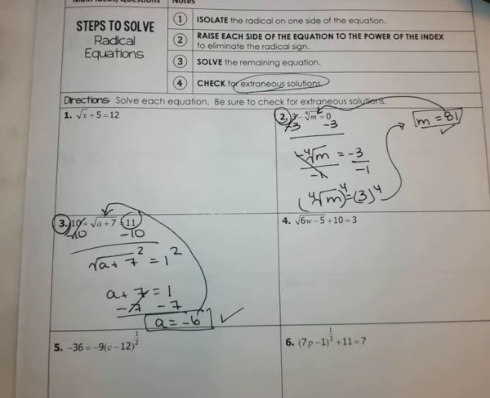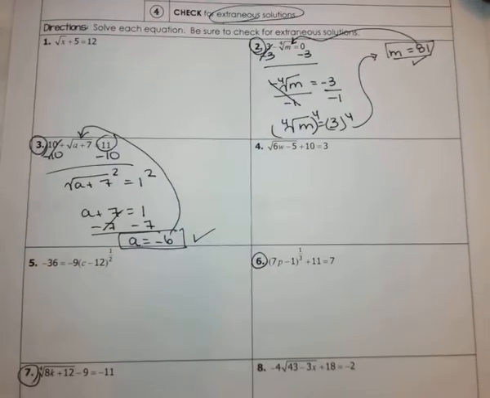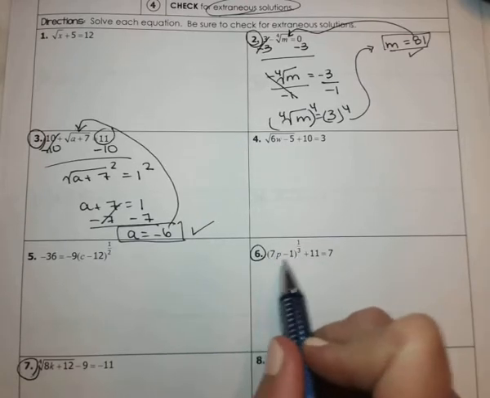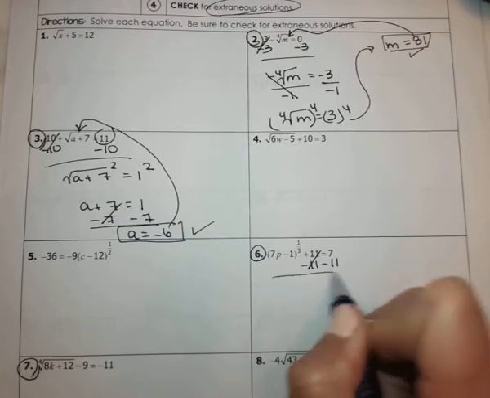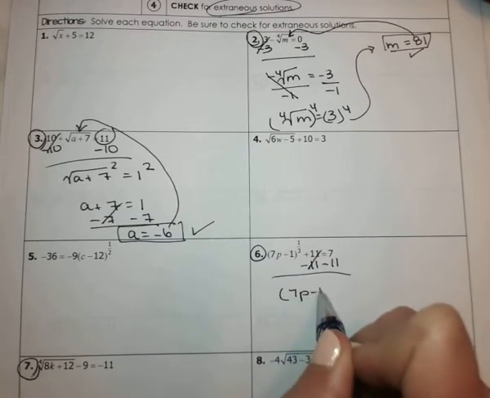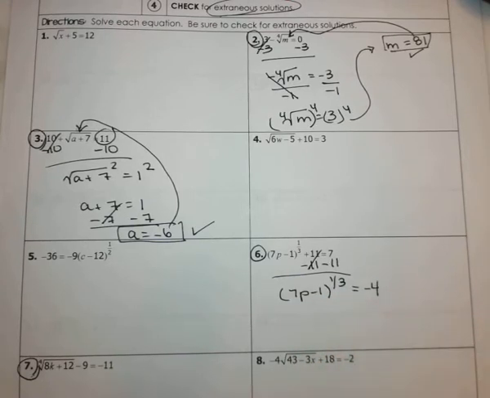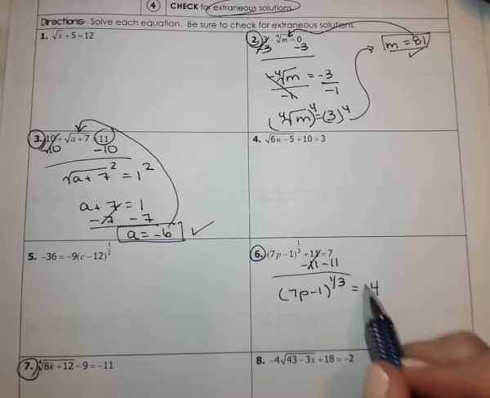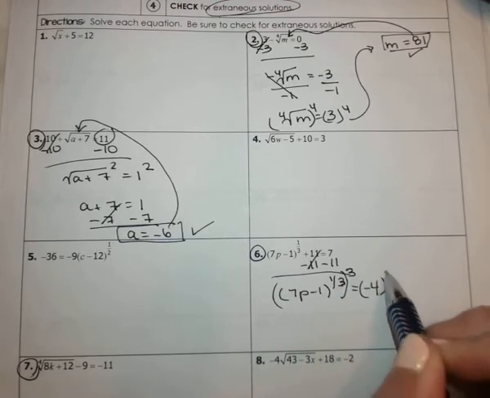All right, now let's skip down to number 6. Number 6 has an exponent, a fraction exponent instead of a radical. So this one, you solve it the same way. You want to isolate the portion with the parentheses in the exponent. That is step 1 for all of these equations. Then you're going to raise each side to the base of the exponent. Remember, this is the same thing as a cube root. So I'm going to cube everything.